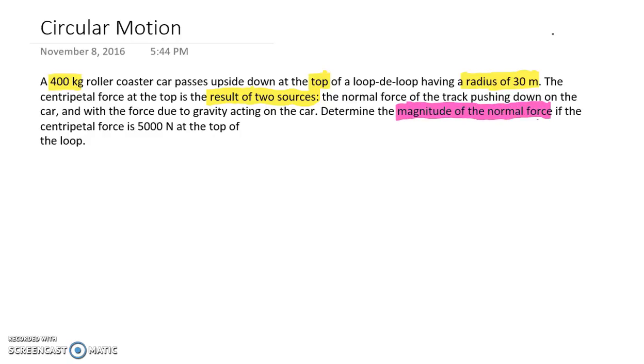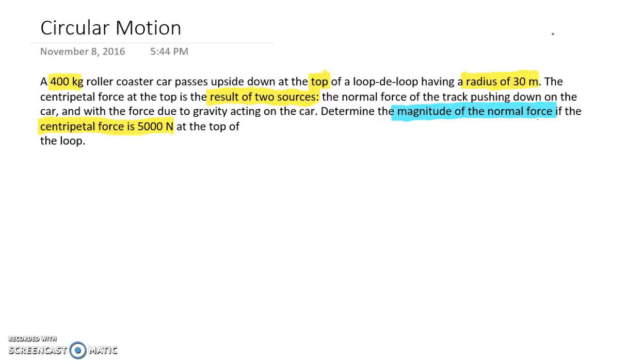Determine the magnitude of the force if the centripetal force is 5,000 newtons at the top. So it's telling you the centripetal force right here. Let's do this in nice blue here. Before we start anything else, we just looked at the question, tried to understand what the question is asking us. There's different parts that I highlighted. You can circle, underline, whatever you want to do.